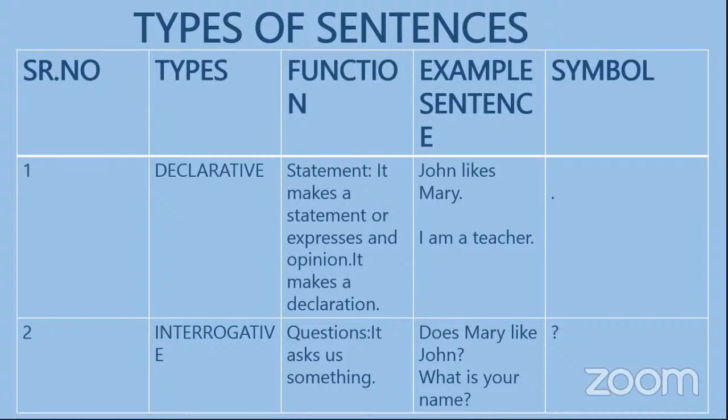And the next one we have seen is interrogative sentences. In interrogative sentences, we have seen questions. Whenever you are asking questions, that is your interrogative sentence. A question asks us something. Does Mary like John? What is your name? How old are you? These are the questions which you ask, that is interrogative. It is very easy to identify interrogative sentences. For declarative also, you should analyze the sentence. Does it have any feelings? Does it have any emotions? If it doesn't have anything, the sentence is a declarative sentence. Now we are going to see imperative and exclamatory. Next slide, please.